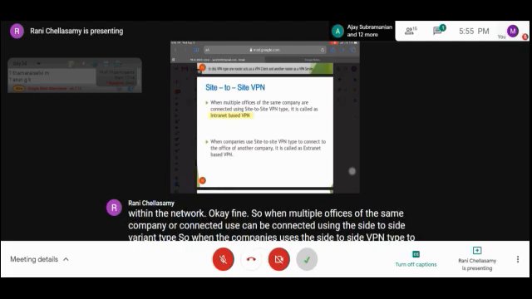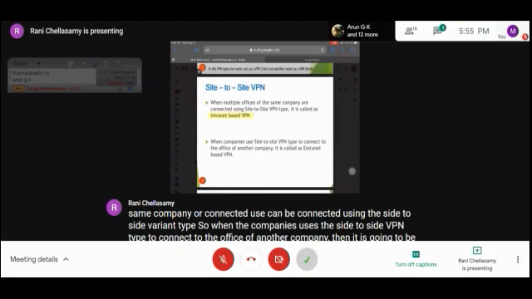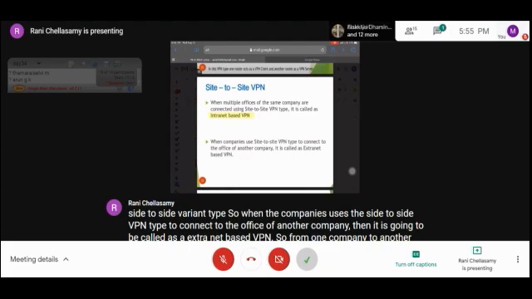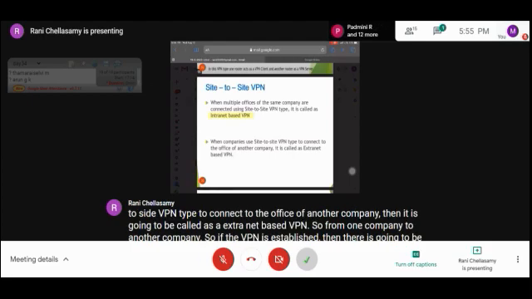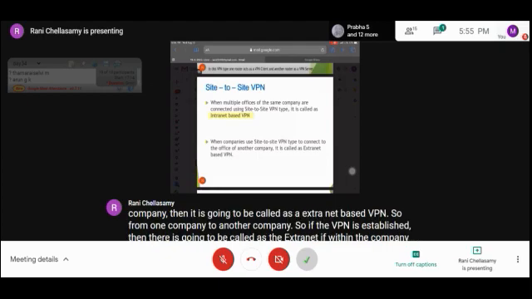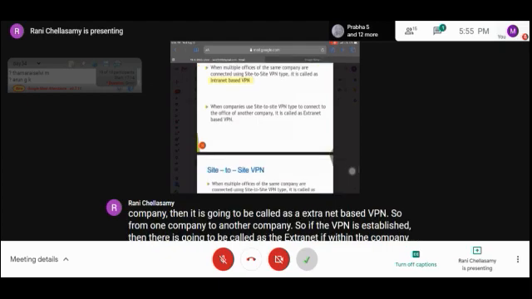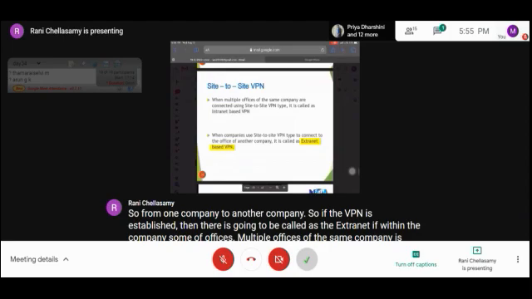So from one company to another company, if the VPN is established, then that is going to be called the extranet. If multiple offices of the same company are connected within the company, then that is called intranet-based VPN. Okay, the same thing is highlighted here, extranet-based VPN.